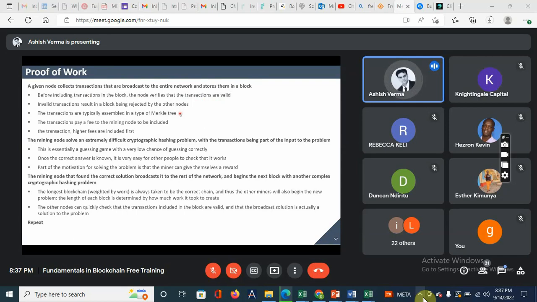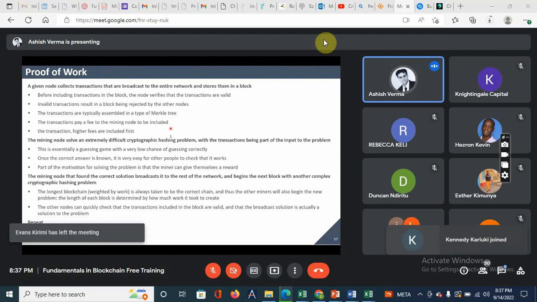Transactions are typically assembled in a type of Merkle tree, which we saw in the previous few slides. So that Merkle tree logic is being used here. The transaction pays a fee to the mining node to be included. Miners who are running their own machines charge a particular fee for validating these transactions. Transactions with higher fees are included first.